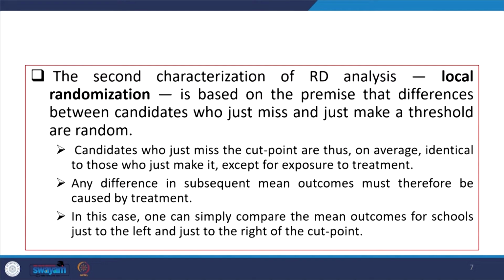The second characterization of RD analysis is called local randomization, which is based on the premise that differences between candidates who just miss and just make a threshold are random. So, local randomization. In the previous case those are not random. Candidates who just miss the cutoff point are thus on average identical to those who just make it, except for exposure to treatment. Any difference in subsequent mean outcomes must therefore be caused by treatment. In this case, one can simply compare the mean outcomes for schools just to the left and just to the right of the cutoff point.